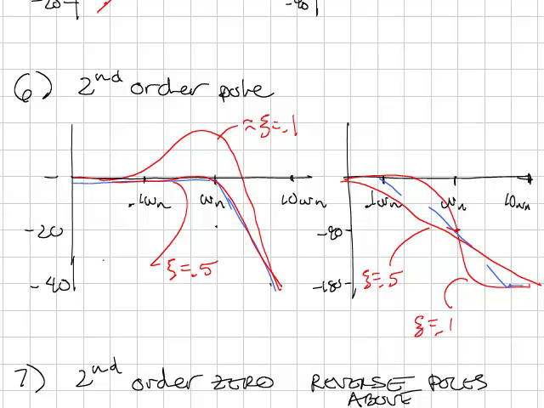Remember this, that if a system has multiple poles or zeros, you draw each pole and zero individually on the Bode plot, and then because they're multiplied in the transfer function, you just add those effects in the Bode plot. In the next video, I'll do a couple examples of Bode plots using this method.